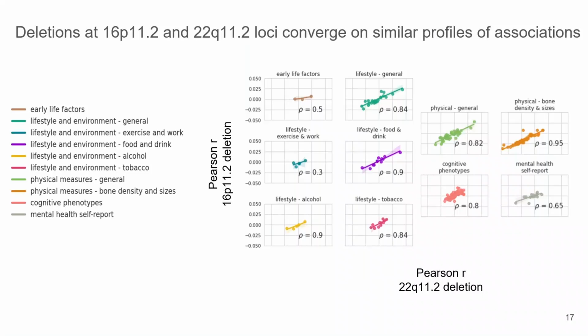And finally, we looked at the convergence at the level of the phenome between our distinct deletions. And we find that there is a high convergence, although there remains some specificity. And something that we would like to investigate in the future is whether these are deletion-specific association profiles or if this is compression-specific.